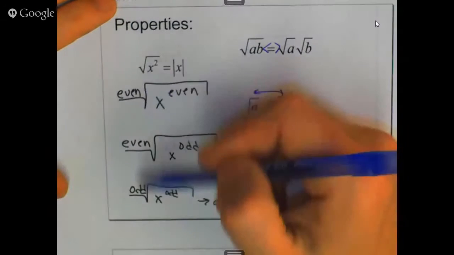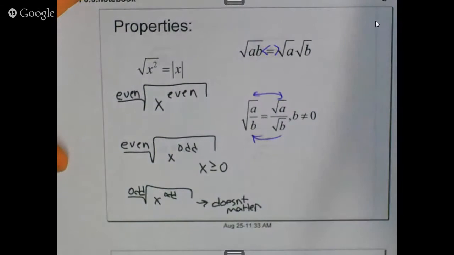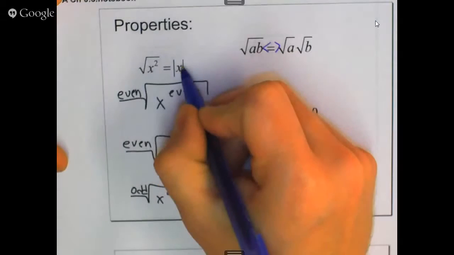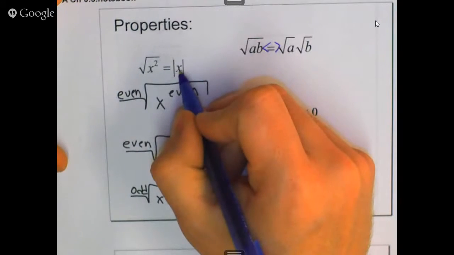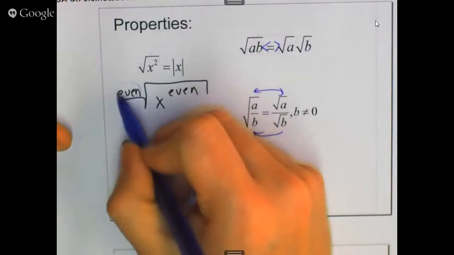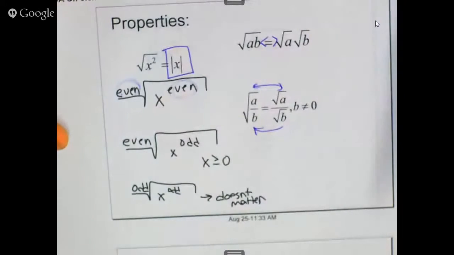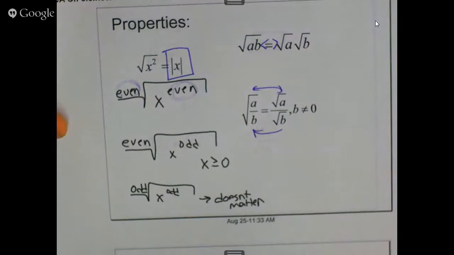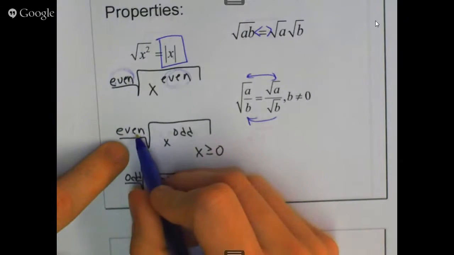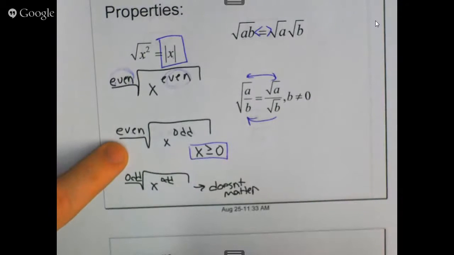Okay, but this stuff right here is probably the newer stuff for you. The square root of x squared is the absolute value of x. It cannot be a negative number. Okay, I can't have a negative number in here. So anytime I have an even index and an even exponent, that's when we're going to simplify using the absolute value of x. Okay, if I have an even index and odd exponent underneath, we have to say x is bigger than or equal to 0.